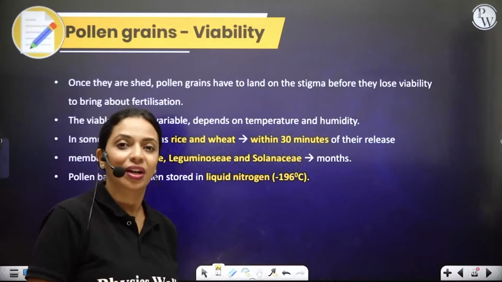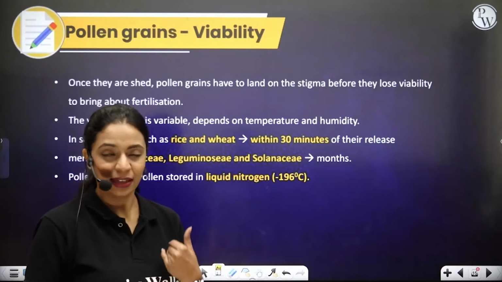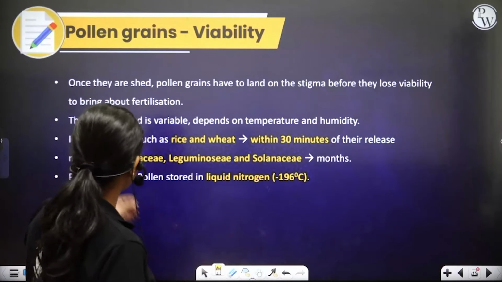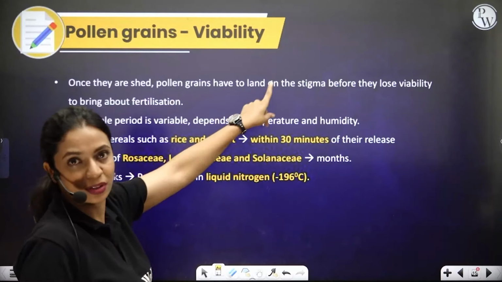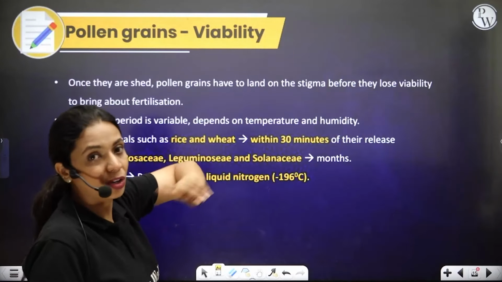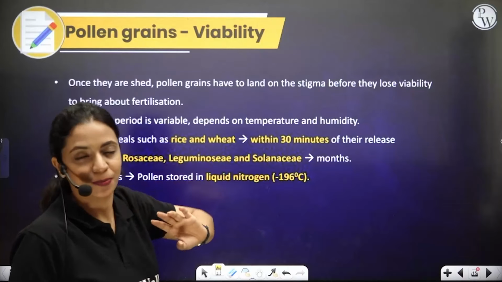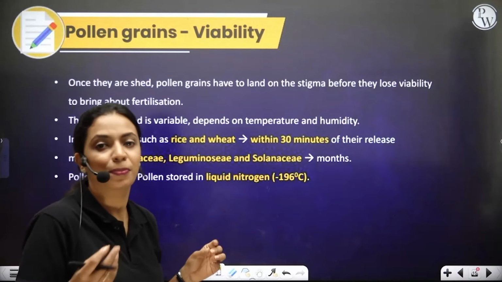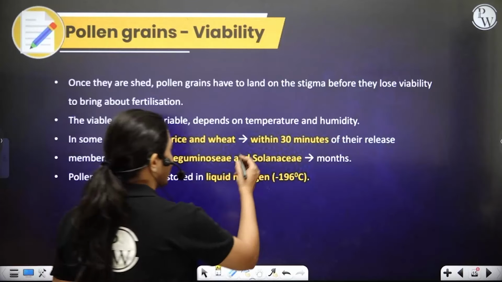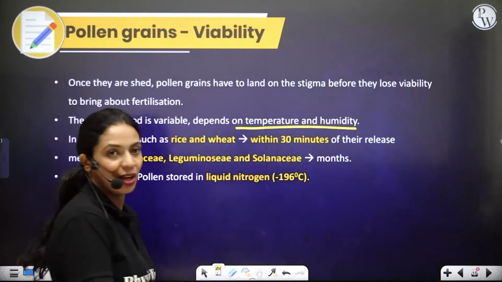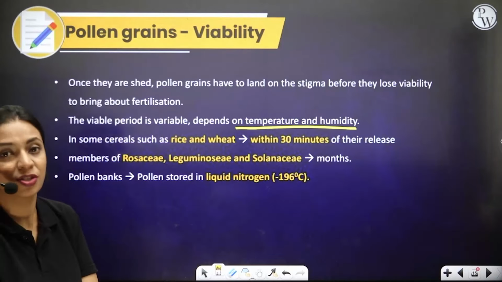Once the pollen grain is released, it will not retain viability throughout its life. Once they are shed, they have to land on the stigma before they lose their viability in order to bring about fertilization. Different species have different periods of viability. And what does it depend on? It depends on temperature and humidity, and it also depends on genetics.